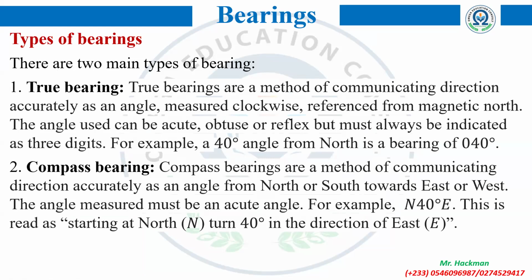The angle that you measure will be measured from the true north. Always the true north is your reference if you are dealing with the true bearing. So take note. For example, like I said, a 40 degrees angle from the north is a bearing of 040 degrees. And we have another type, which is the compass bearing.